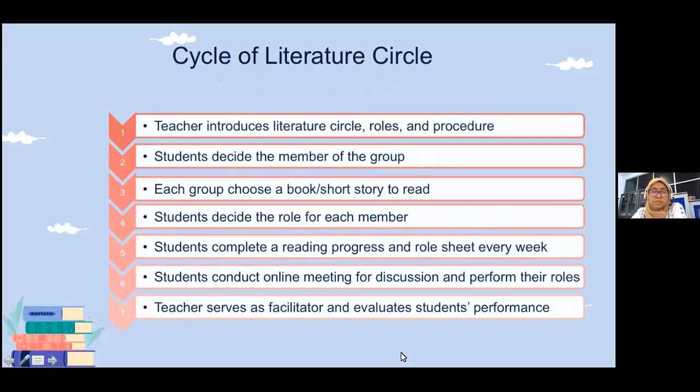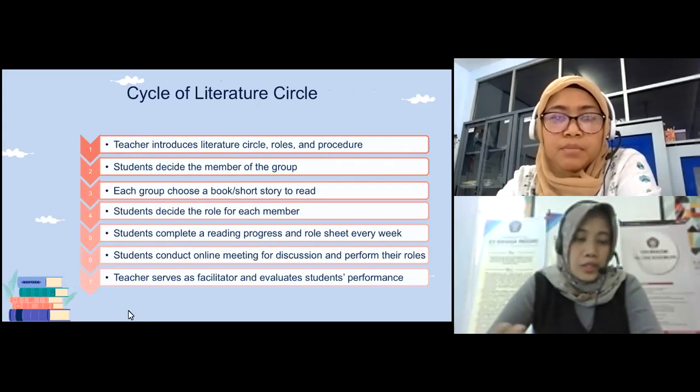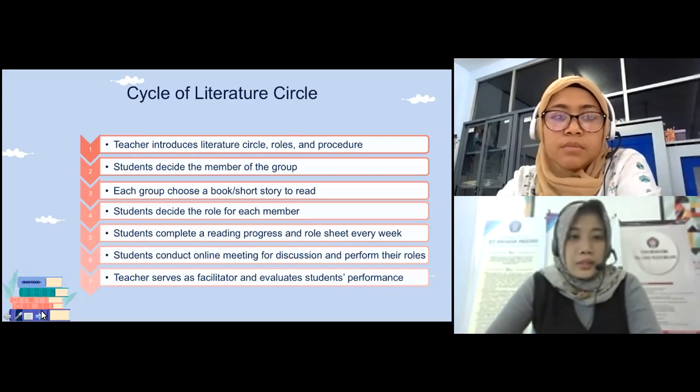So there are some procedures that can be followed by teachers when they are going to implement literature circle. The first one is the teacher should introduce literature circles, roles, and also the procedure to the students. And after that, the students decide the members of the group. Every group consists of 6 members. And the next one is each group chooses a book or short story to read, and then they have to decide the role for each member.